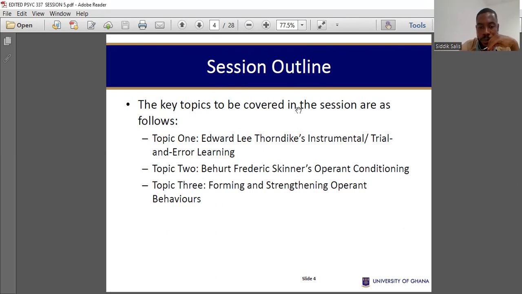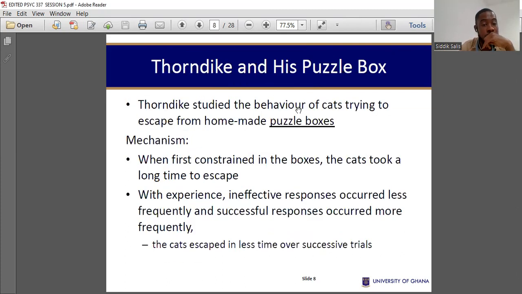Okay, let's move on. So how did they come about the studies? Thorndike studied the behavior of cats. He used cats trying to escape from homemade puzzle boxes. When first constrained in the box, the cat took a long time to escape. With experience, ineffective responses occurred less frequently and successful responses occurred more frequently.